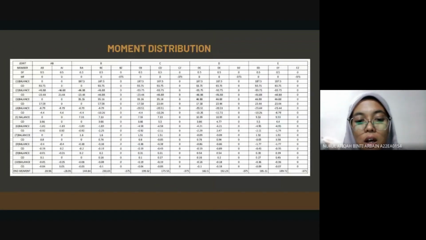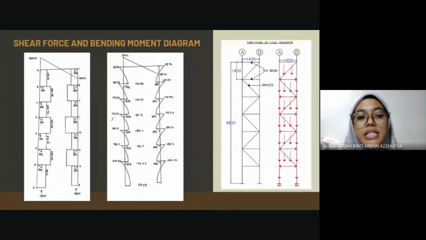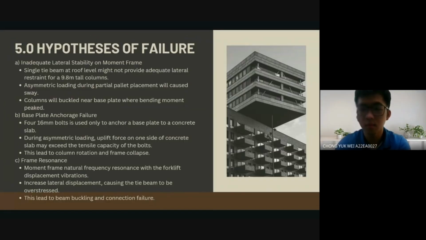For the third one, we move to the moment distribution method, which allows us to calculate the final bending moment at the joints. After that, we find the bending moments. We calculate the shear force using static equations, where we use the summation of Fy and summation of Fx. The last one is the shear force and bending moment diagram. Using the moment and shear values, we can now draw the shear force diagram SFD and the bending moment diagram BMD.